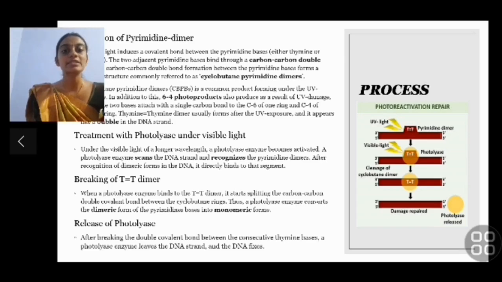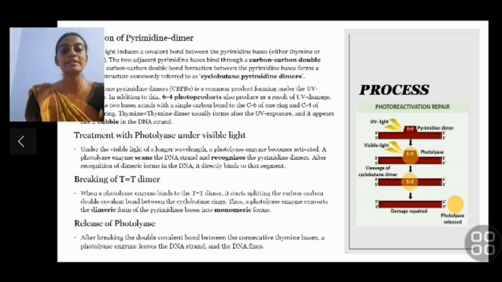The second step is treatment with photolyase under visible light. When the pyrimidine dimer is formed, a bubble formation will occur, and the photolyase enzyme under visible light of a longer wavelength will scan after getting activated. After scanning, it will recognize the pyrimidine dimer, and this leads to the binding of the photolyase enzyme to the segment directly.